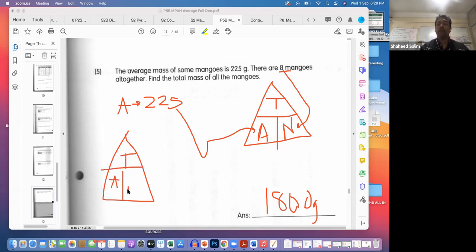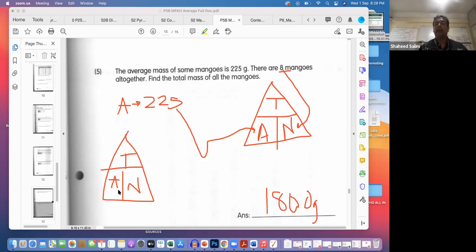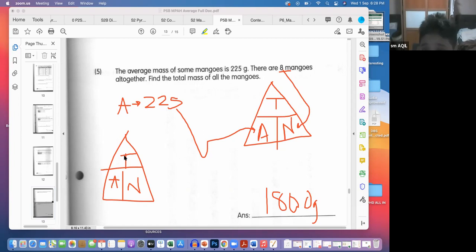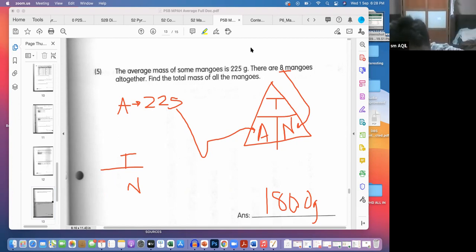How to find total now? What's the formula? Average times number. How to find average? Okay, I show you now. Watch. How to find average? Look, I remove average. What do you have left? Total divide by number. So when you plus, you need to divide by the number.